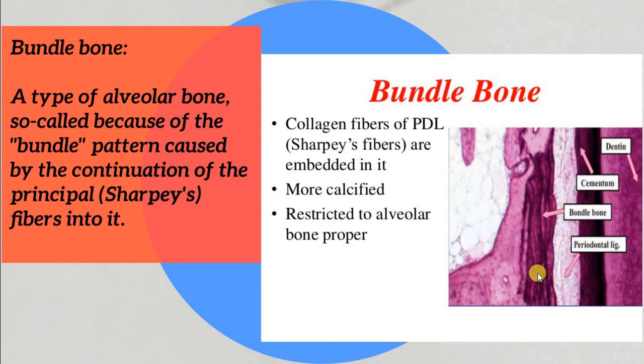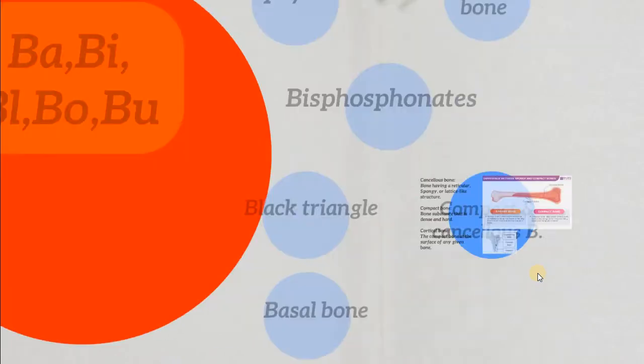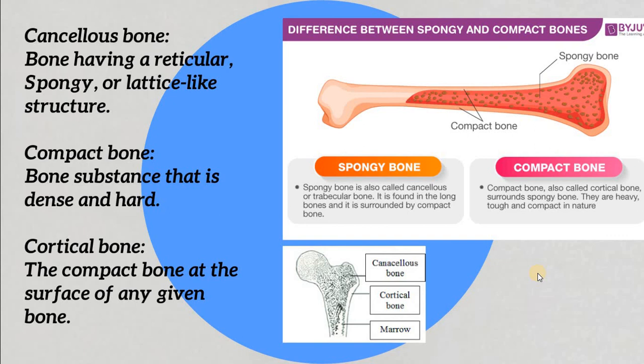The last terms: we have three terms, cancellous bone, compact bone, and cortical bone. The cancellous bone, another name is spongy bone, as you see it here. It is bone having a reticular, spongy or lattice-like structure. While compact bone is the bone substance that's dense and hard. This is the compact bone.